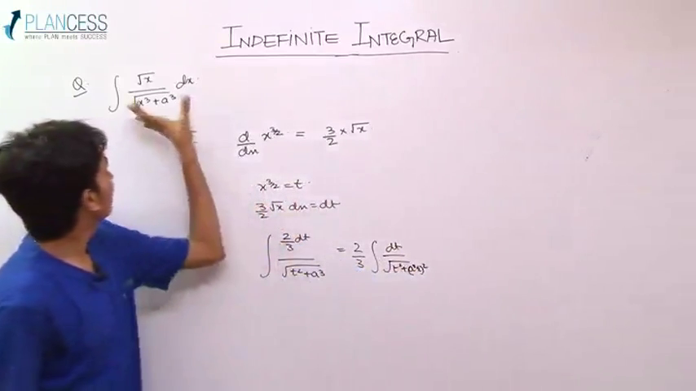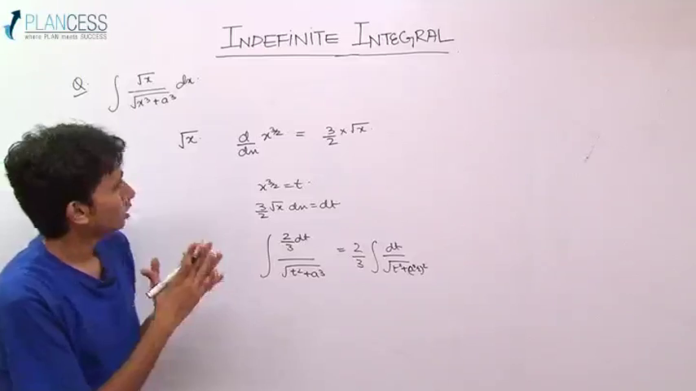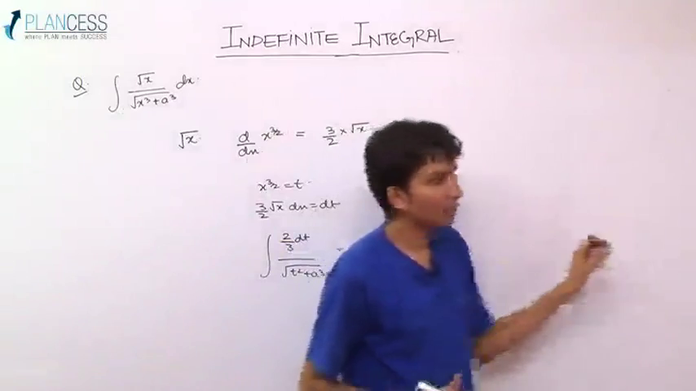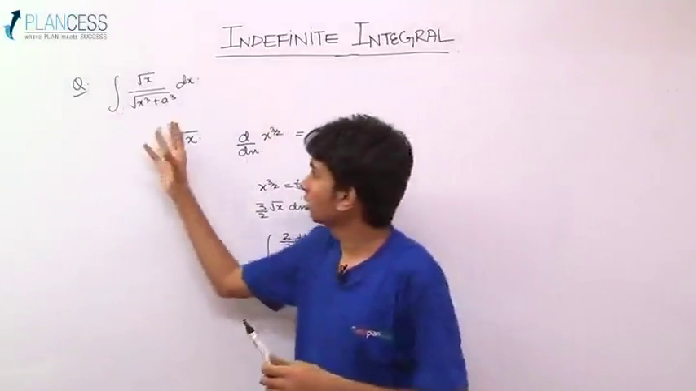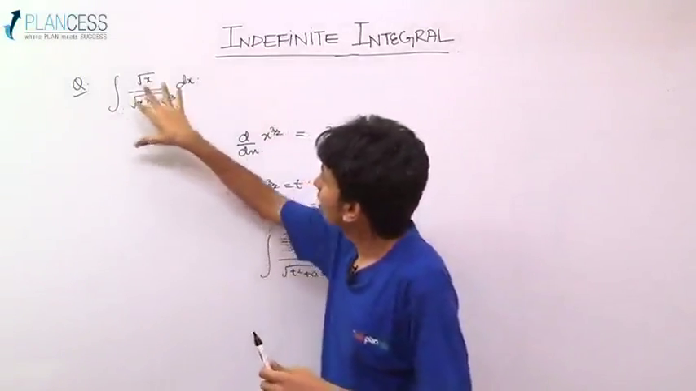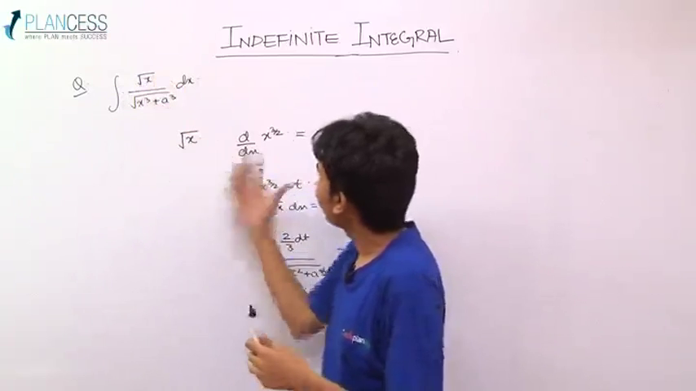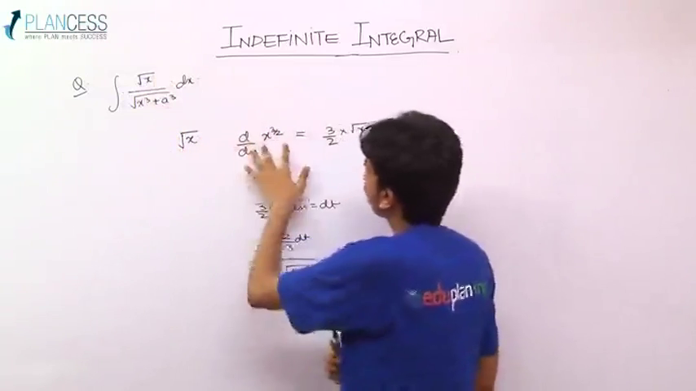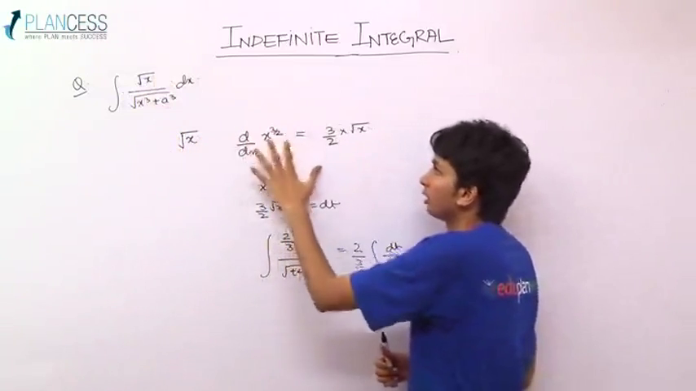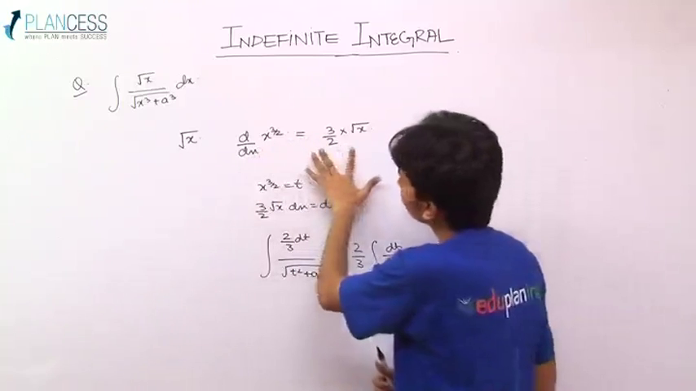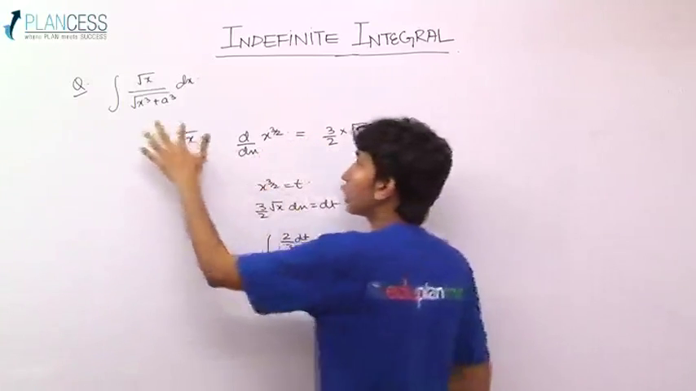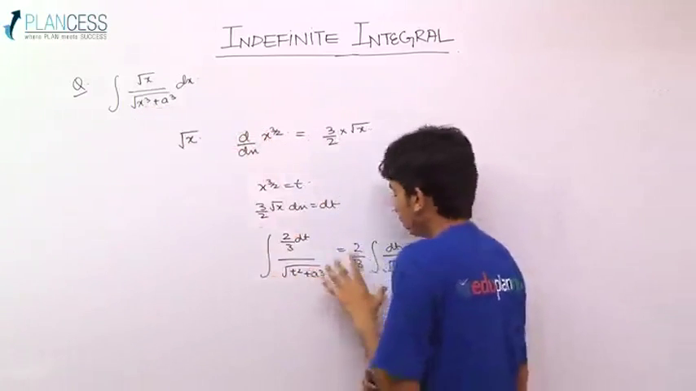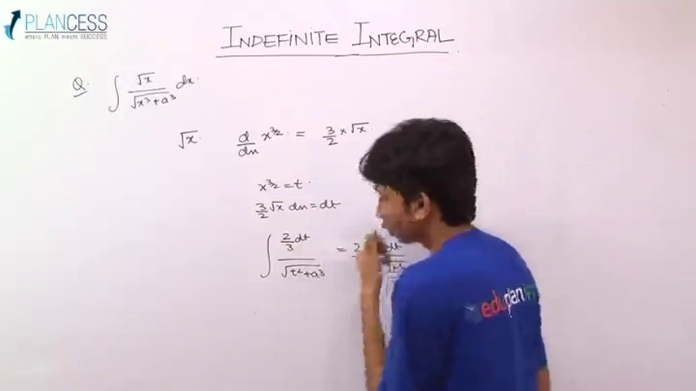Let me rephrase it: the basic trick that I'm using in this type of question is that for the numerator I am finding a function whose derivative is the numerator. With this process I found out that x raised to 3 by 2 is the function whose derivative is root x, and seeing that the denominator is also a function of x to the 3 by 2, that is t square plus something, using this substitution helped me.